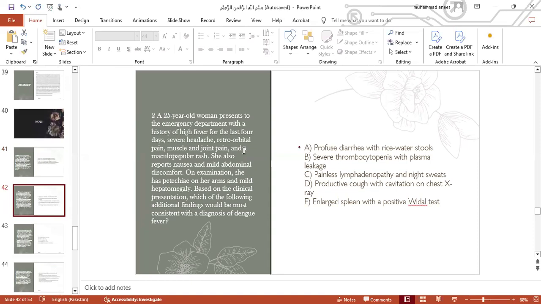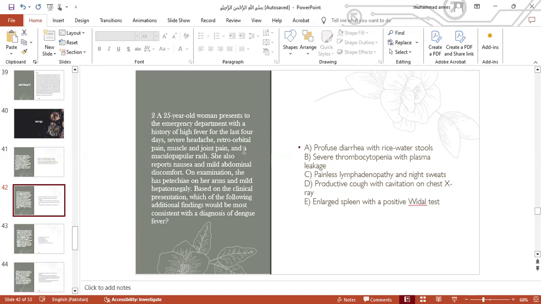Number 2: a 25-year-old woman presents to the emergency department with a history of high fever for the last 4 days, severe headache, retroorbital pain, muscle and joint pain, and a maculopapular rash. She also reports nausea and mild abdominal discomfort. On examination, she has petechiae on her arms and mild hepatomegaly. Based on the clinical presentation, which of the following additional findings would be consistent with a diagnosis of dengue fever?